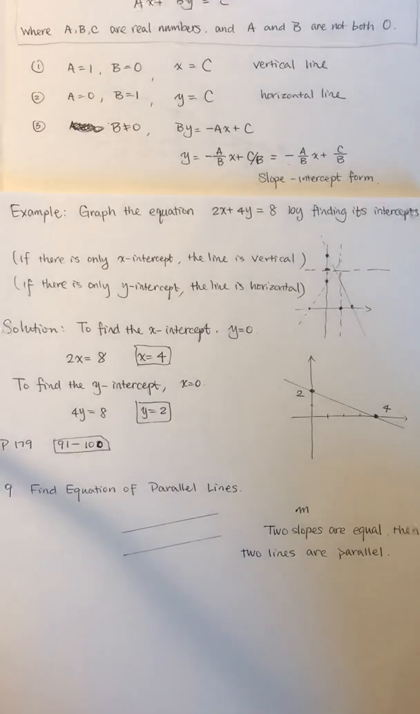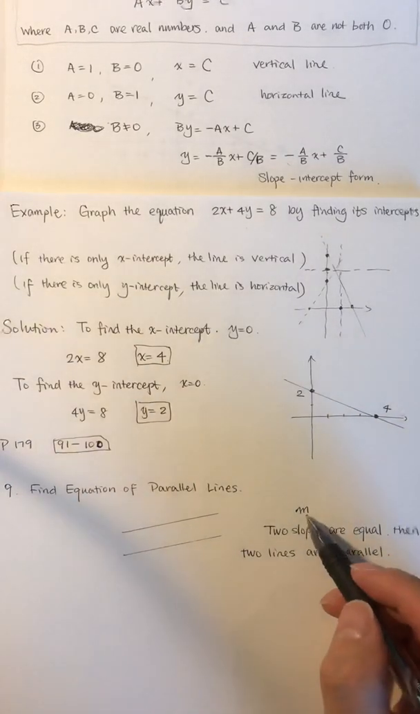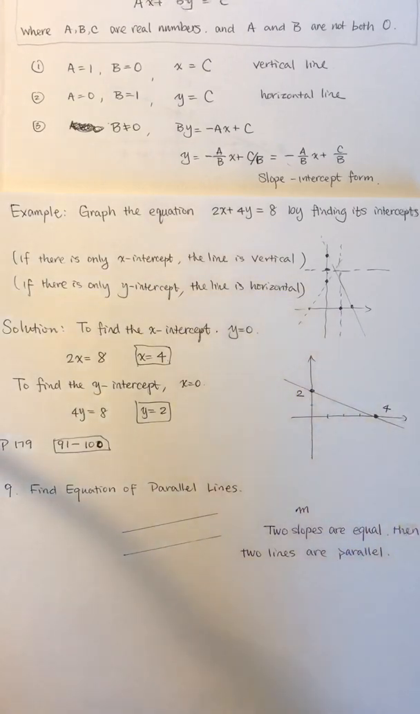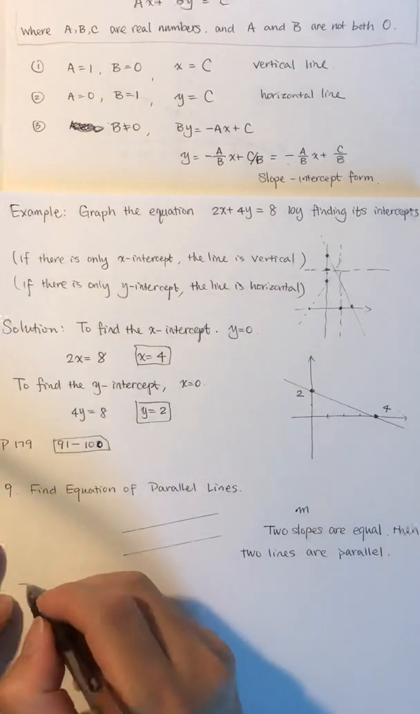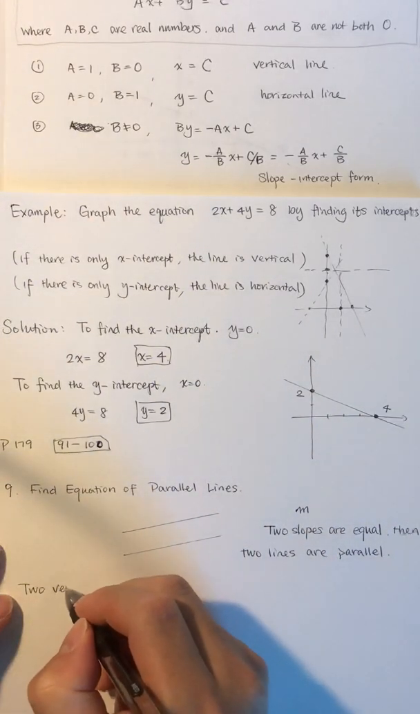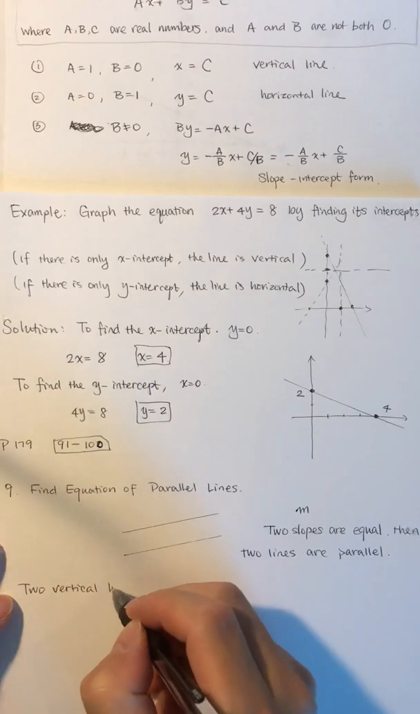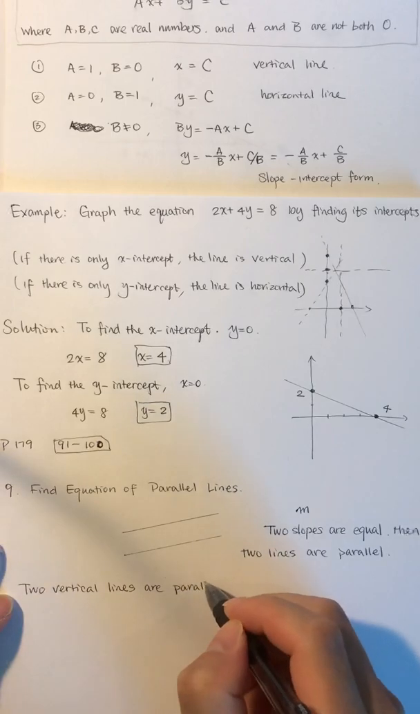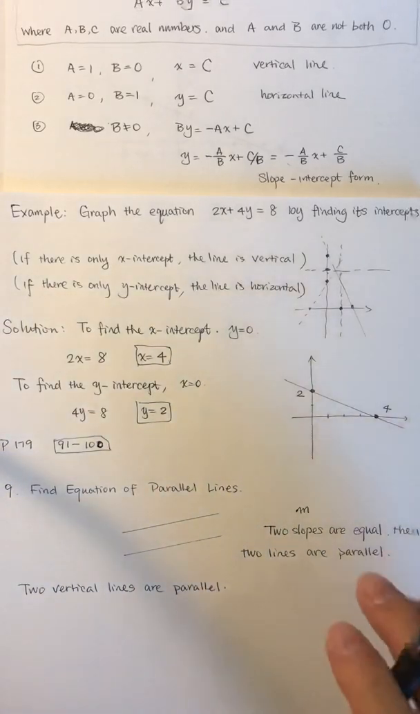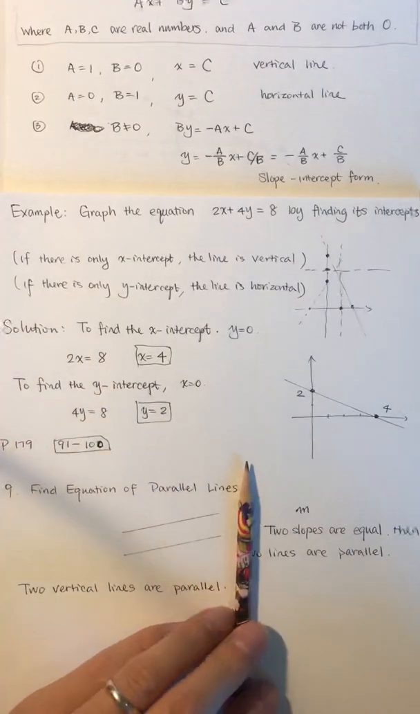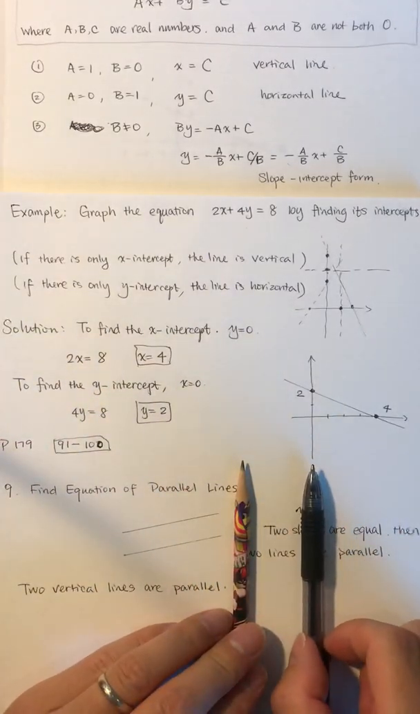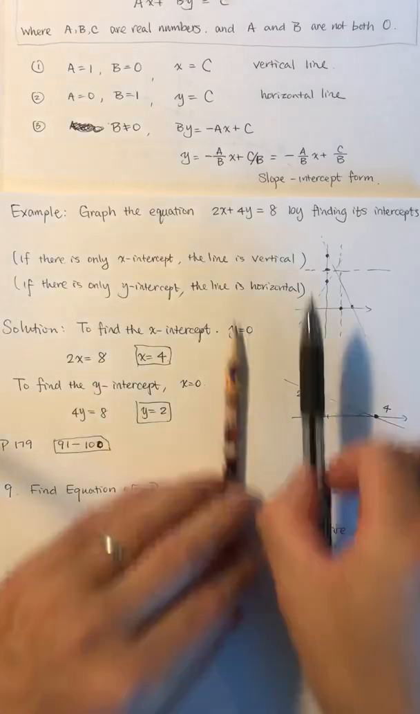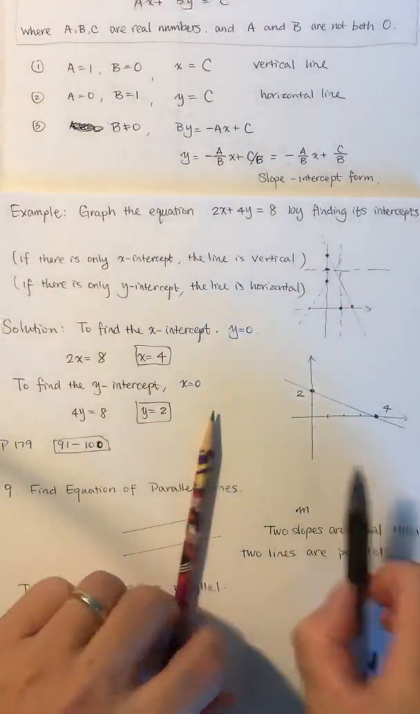Okay? And of course, whenever we talk about slope, we mean a non-vertical line. And naturally, two vertical lines are parallel. If you already have one vertical line and another vertical line, then definitely they are parallel. They share the same direction, up and down, right?